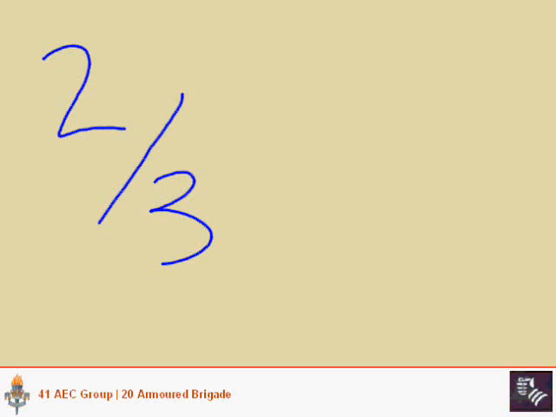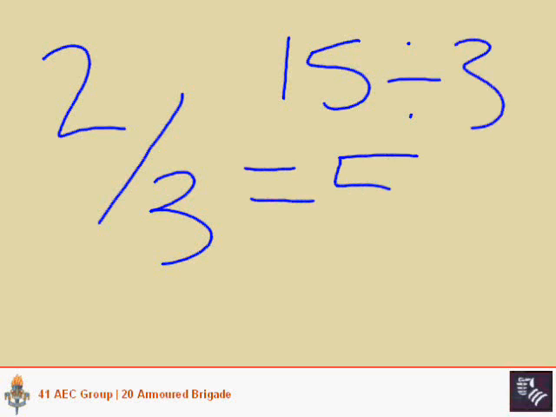Okay, so finding more than one part. I read a report recently that said that 2/3 of the vehicles on camp were unserviceable. There were 15 vehicles in the shed, so how do I find out how many were actually unserviceable? To work this out, I need to divide the number of vehicles by the denominator. So 15 divided by 3 equals 5. This gives me 1/3 because I'm dividing the number of vehicles by 3.